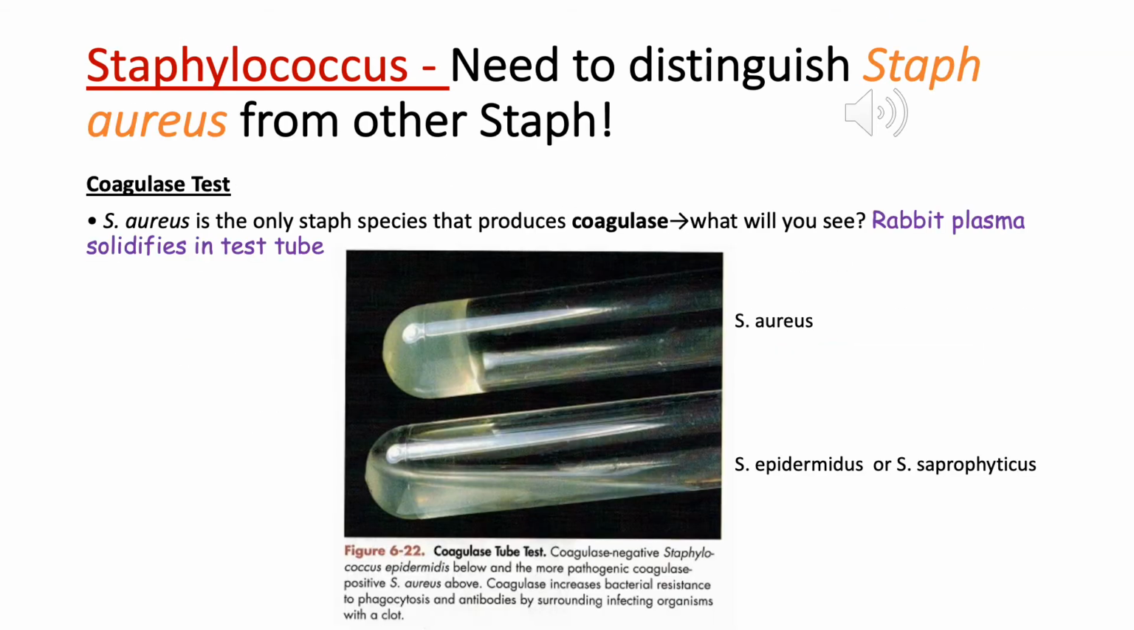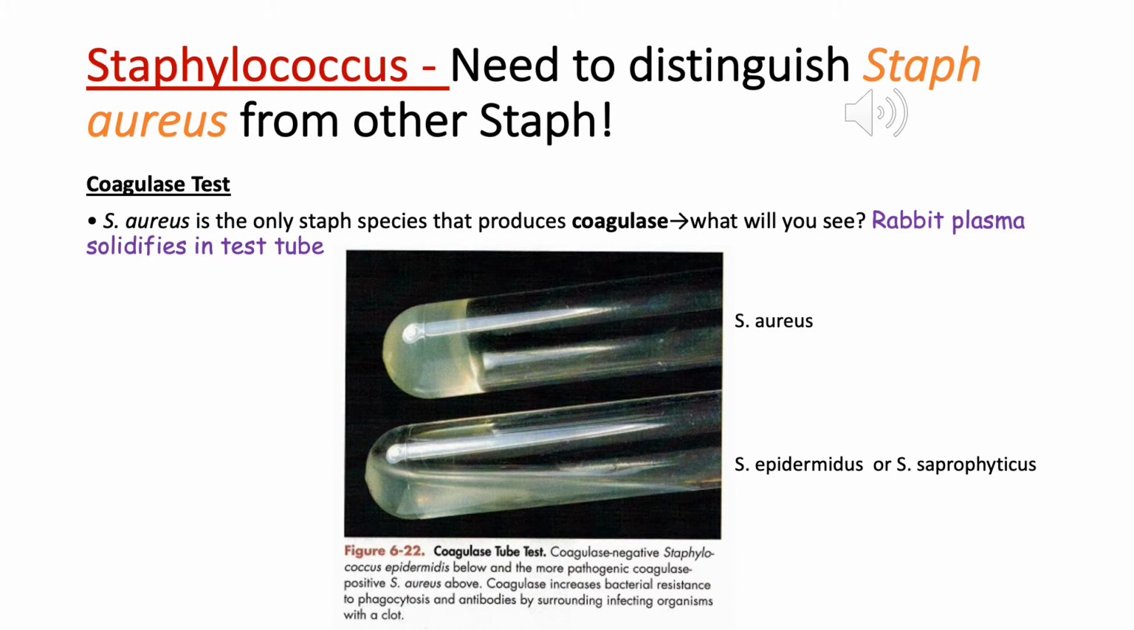Now another test to distinguish the dangerous Staph aureus from other staph is called the coagulase test. And remember, I told you one of the things that Staph aureus does is it causes blood to clot or coagulate, and that's because it's the only staph species that produces the enzyme coagulase, which is the enzyme that causes blood to clot. So if you do this coagulase test, it's using rabbit plasma, and you take some of your unknown bacteria and put it in the rabbit plasma, and if it solidifies or coagulates, you know that you have Staph aureus, and you can see that in the picture.